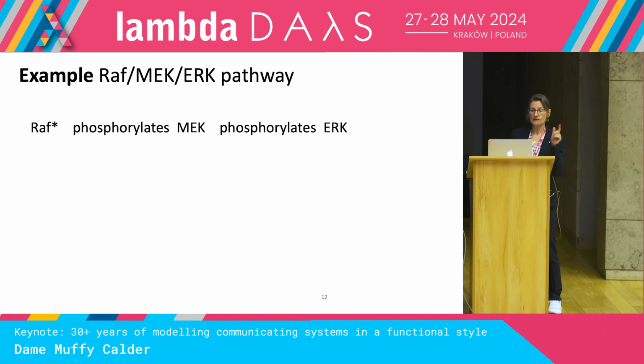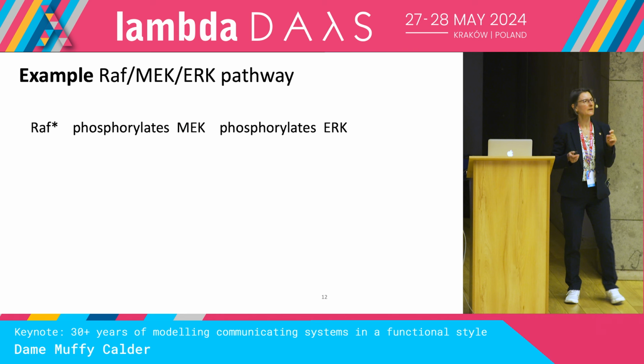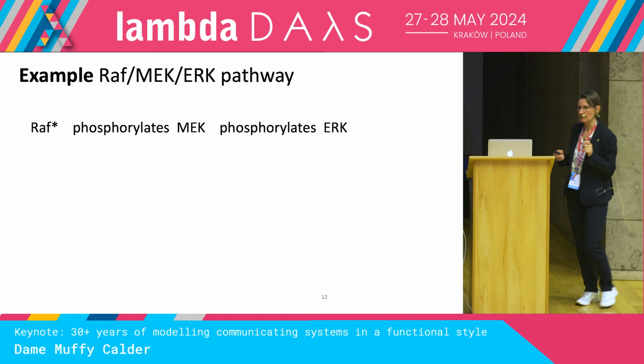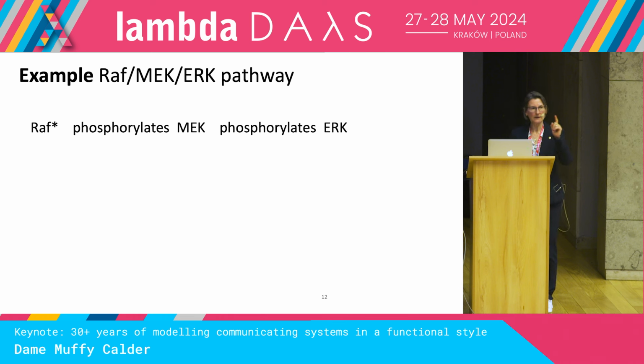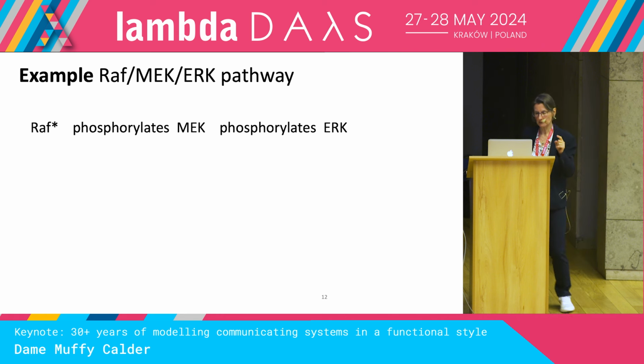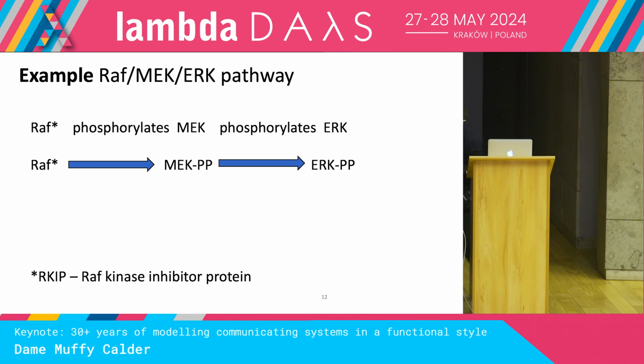MAP kinase is a simple way of calling the RAF-MEK-ERK pathway. MAP is mitogen-activated protein kinase, I think. Anyway, they use an asterisk to denote phosphorylation sometimes, and sometimes it's a hash or dash PP. God knows why. So RAF, phosphorylated RAF, can phosphorylate MEK, which phosphorylates ERK. There we go as the schematic.